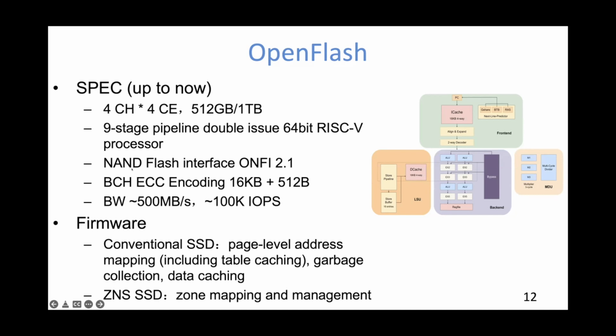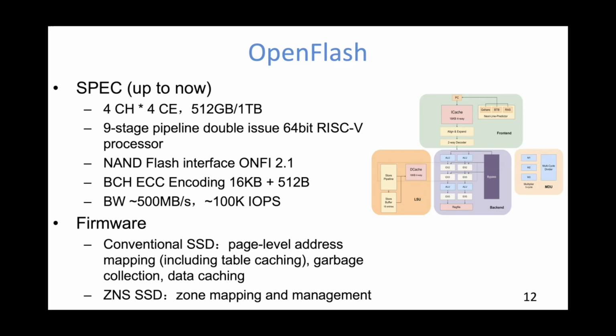You can see we have the NAND flash interface with ONFI 2.1, and we use BCH ECC encoding. Right now, we have some preliminary results for the OpenFlash performance. The bandwidth can reach around 500 megabytes per second, and the IOPS can reach 100 kilo IOPS.